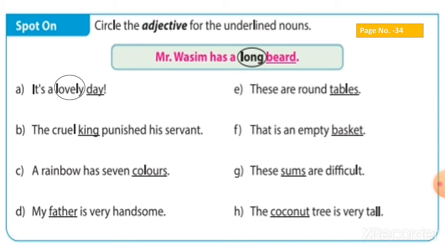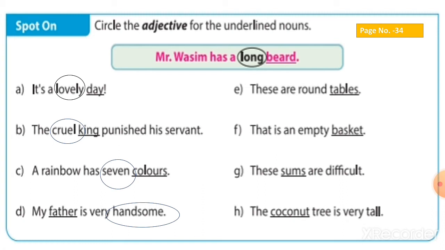B. The cruel king punished his servant. How is the king? The king is cruel. So circle it. C. A rainbow has 7 colors. How many colors? 7. So circle it. D. My father is very handsome. Father is handsome. So handsome is an adjective. So circle handsome.